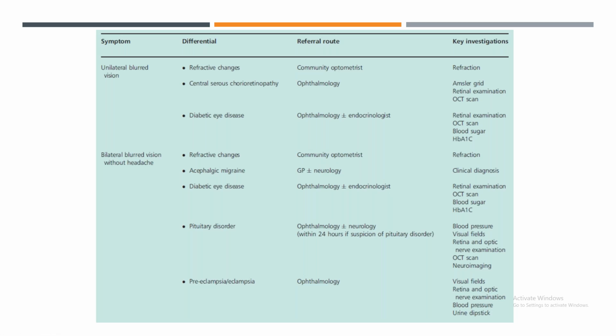If the patient complains of unilateral blurred vision, it can be due to refractive changes, central serous chorioretinopathy, and diabetic eye disease. For refractive changes, you have to do refraction. For central serous retinopathy, you have to do the OCT scan, that is the major investigation, and Amsler's grid. For diabetic eye disease, again it is fundoscopy, retinal examination, blood sugar, and HbA1c.